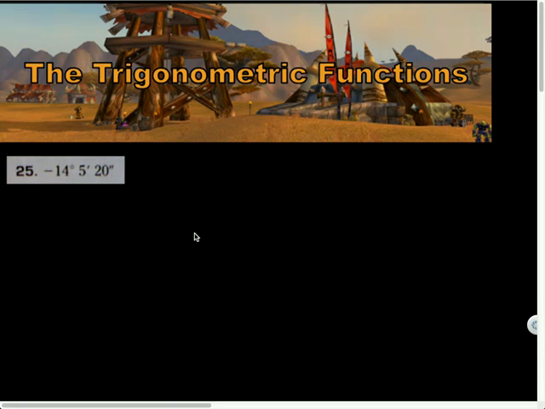Ladies and gentlemen, taking a look at angles and degree measure. We're converting from degrees, minutes, and seconds here, and we want to convert this all the way to degrees. The first thing I'm going to deal with is the seconds part. 20 seconds, if I divide that by 60, that will convert to minutes.